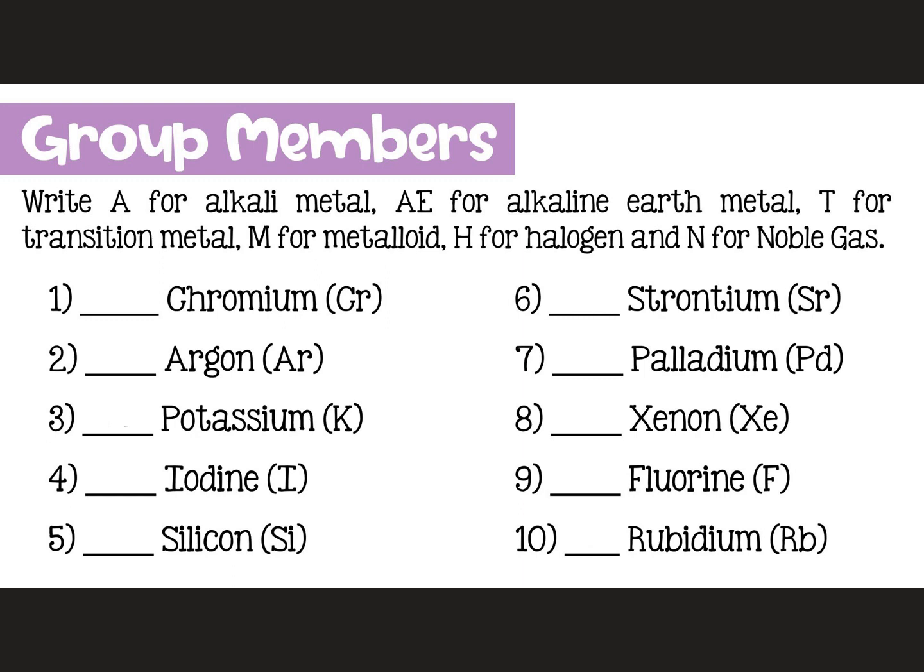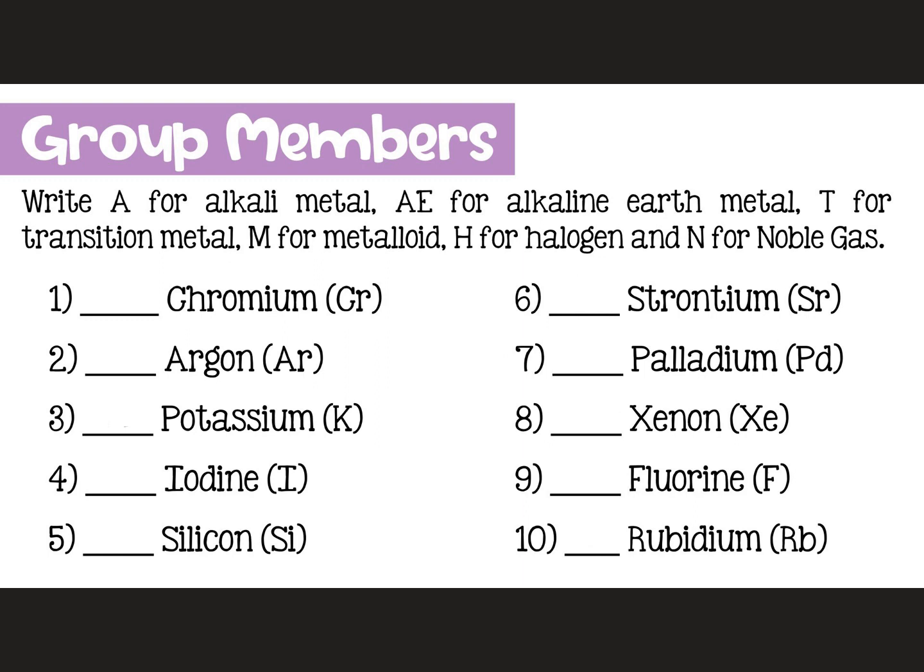Iodine, I, is atomic number 53. It is in group 17 and is a noble gas. Silicon, Si, is atomic number 14. Since it is on the staircase, it is a semimetal or metalloid. Strontium, Sr, is atomic number 38. It is in group 2, making it an alkaline earth metal. Palladium, Pd, or atomic number 46, is in group 10, making it a member of the transition metals.